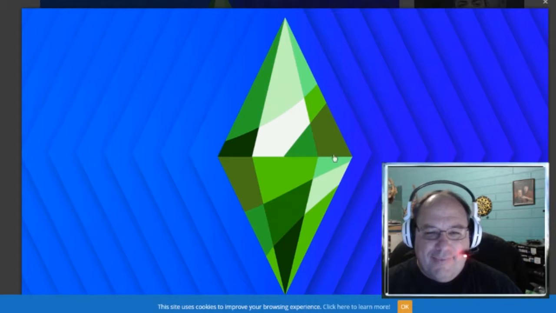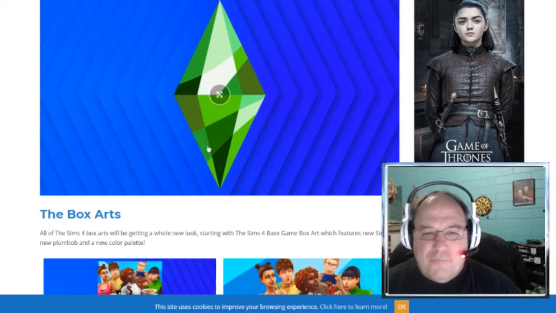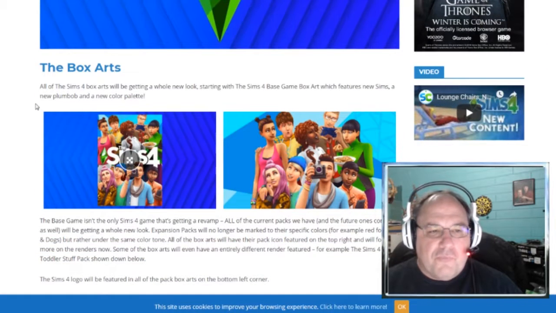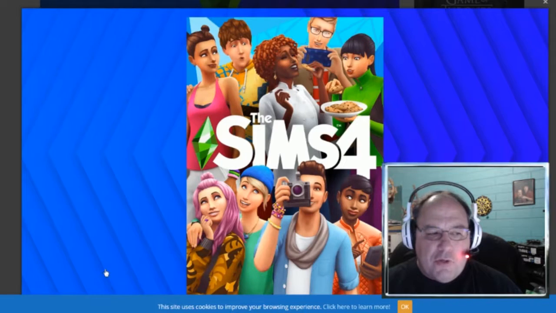So, there you go. The box arts. All of the Sims 4 box arts will be getting a whole new look, starting with the Sims 4 base game box art, which now features new Sims. We'll make this bigger so you can take a look at it. So, yeah, these are the Sims. Kind of cute. I like their looks.